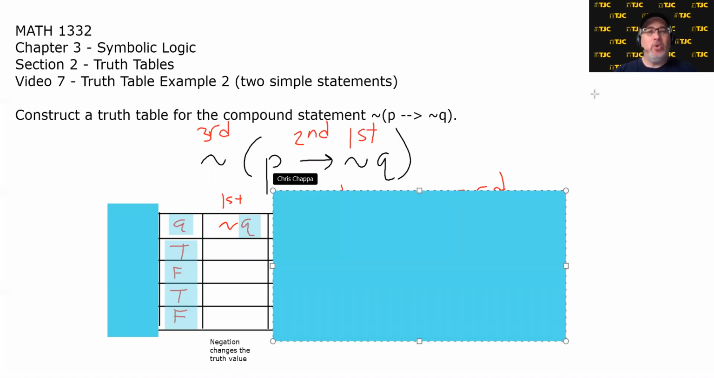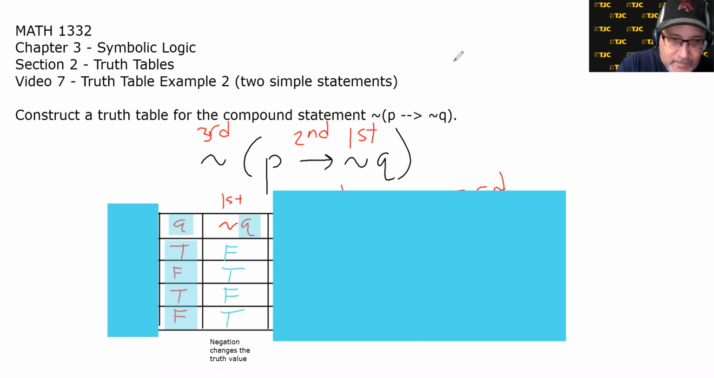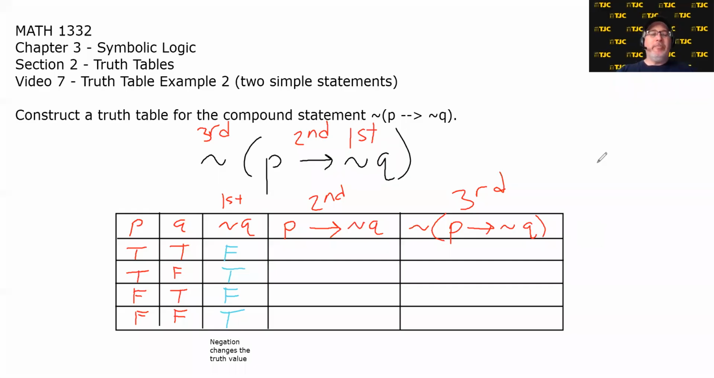All right, so looking at the Q column, we're going to apply the rule, change the truth value, and when we do that, here's what we get. When Q is true, its negation is false. When Q is false, its negation is true. True becomes false. False becomes true. So not too hard to populate. Negation is easy. Just look at it and change it. Let's clean this up. There we go.